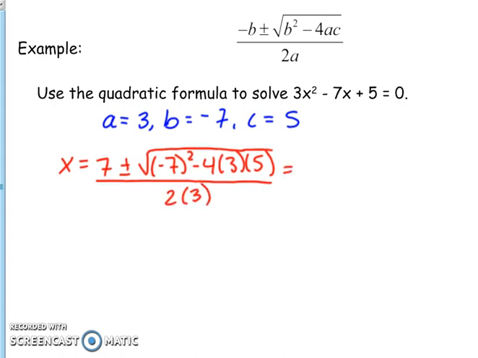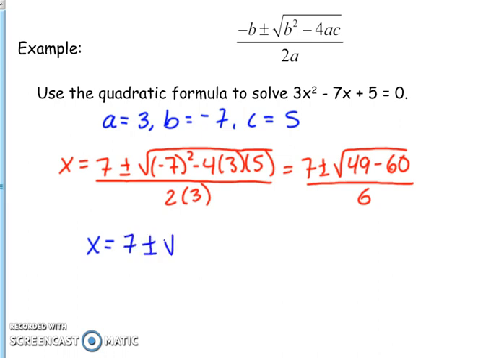So if we evaluate what's inside, we're going to get 7 plus or minus the square root of 49 minus 60 over 6. So if we continue to evaluate the inside, we're going to end up with a negative number inside of our radical. We get negative 11 over 6. Okay, so we can't have a negative inside of our radical, so we're going to take out the i. So our answer is going to be 7 plus or minus i radical 11 over 6.